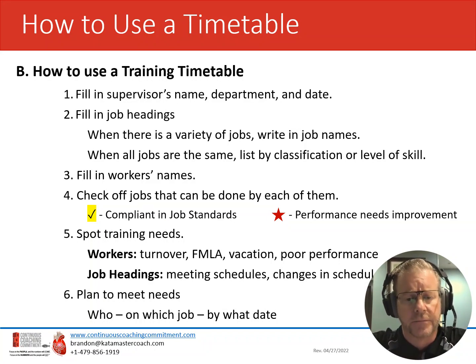And if you remember, Jones looked at the workers from the standpoint of any turnover. That might be FMLA coming up, vacation, or poor performance issues that needed to have some attention. Next, job headings, and when she needed to meet schedules or changes in production was evaluated. And since there was a change in schedule for a new product, she made plans for that as well. 6th step is to plan to meet the needs. Who are we going to train, on which job, and by what date?